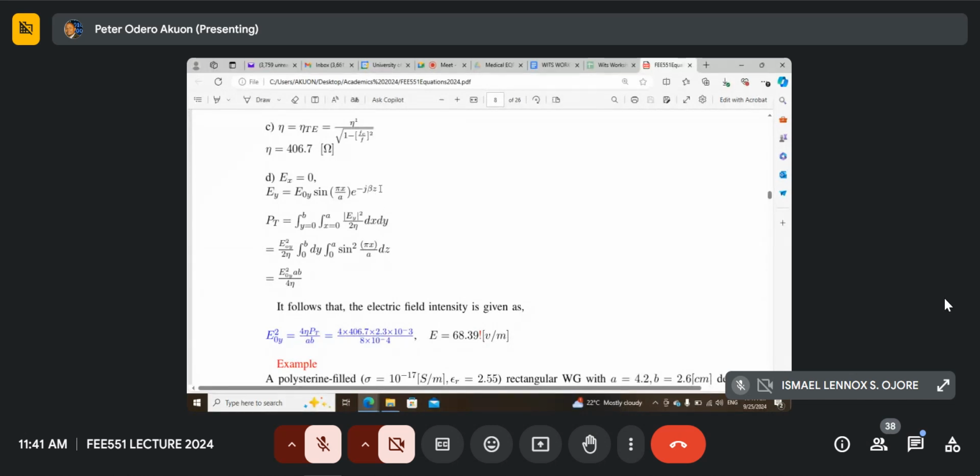I think you can see that from the equation of EY, right? So if you square that one, it reduces to this. Now the first integration is a dy, so it's just b, isn't it? So we have E naught squared b over 2 eta. Then we integrate sine squared of pi x over A dz.